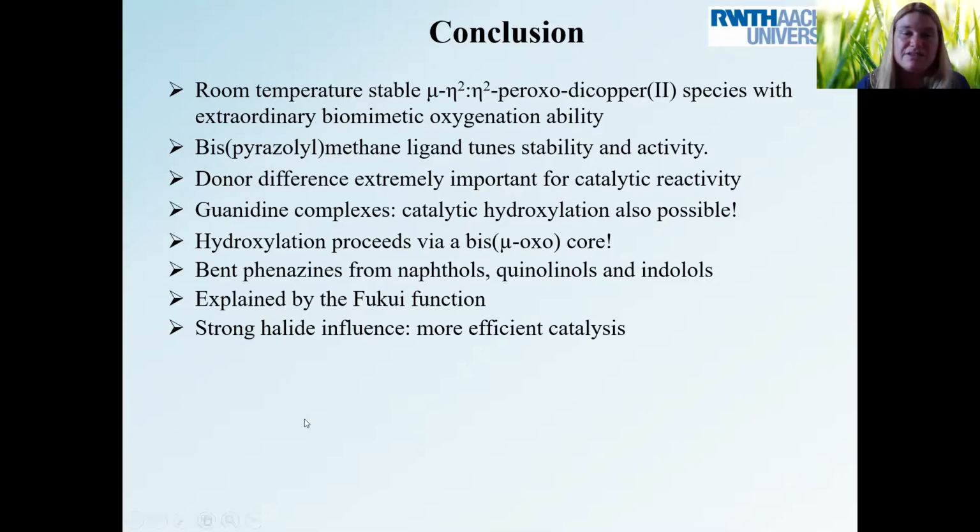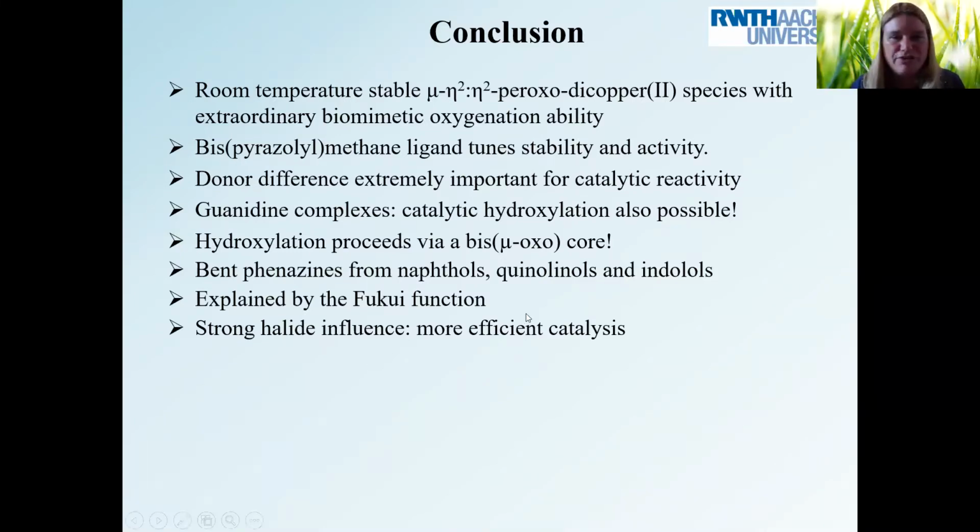And in this case, the hydroxylation really proceeds via the bismuth oxo core. So the question, what is the active species, peroxo or oxo? I think at the moment it's quite balanced between these two. So I cannot answer what is really the active species. For the guanidines, it's the oxo core. For the bispyrazolyl methanes, it's the peroxo. But in nature, this question is still open.